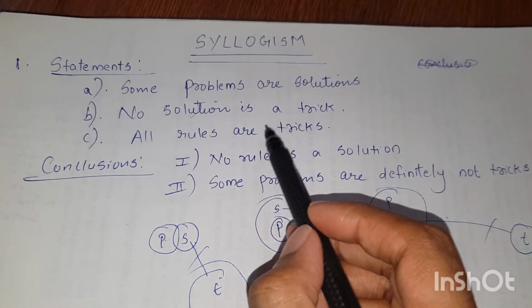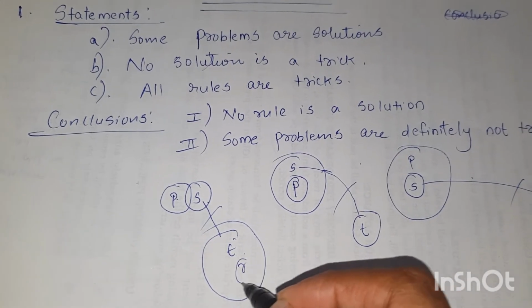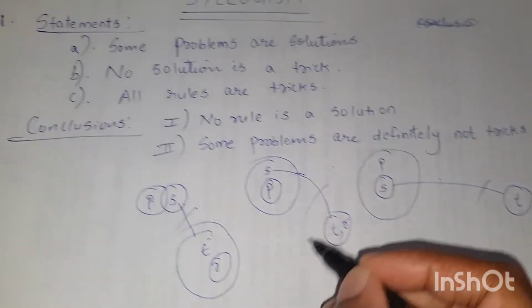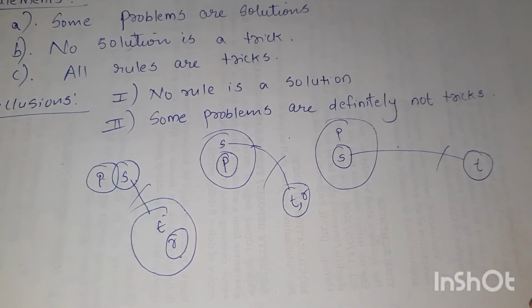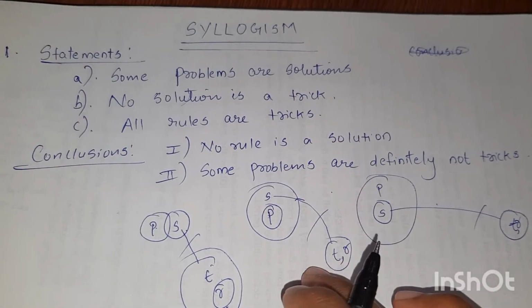Third statement, all rules are tricks. So rules either can be like this or can be like this. So all rules are tricks. So we got the statements using Venn diagram.